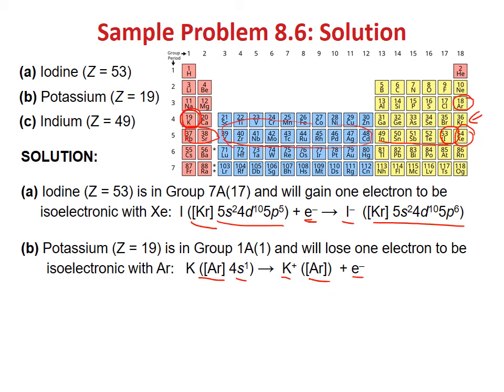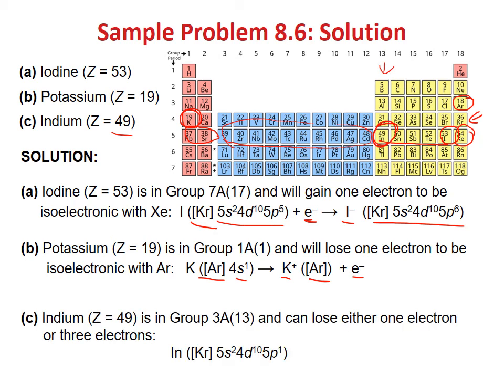Okay, next one, indium, atomic number 49. So it's right here, and this is group 3, as we showed before. Group 3 will form cations with two different stable configurations. First we write the electron configuration again, starting with krypton, and then 5s2, 4d10, and then 5p1. Okay, one electron in the p orbital.